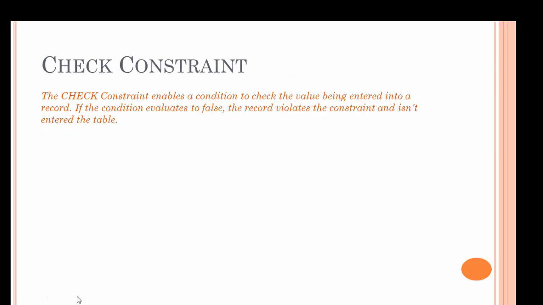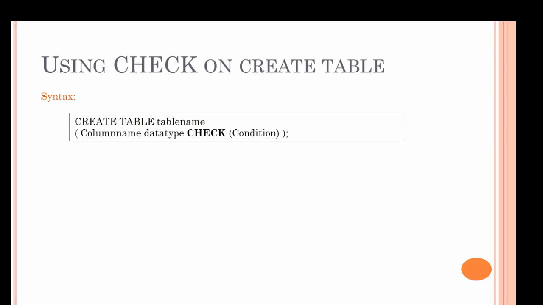So what is check constraint? The check constraint enables a condition to check the value being entered into a record. If the condition evaluates to false, the record violates the constraint and isn't entered in the table. Let's see the syntax of check constraint. Using check on create table: table name, column name, data type, then check, and in the parenthesis we will type the condition. So let's see how we can do this in SQL Server.